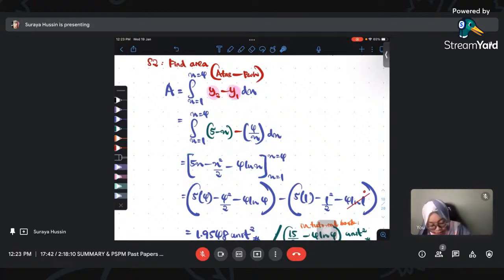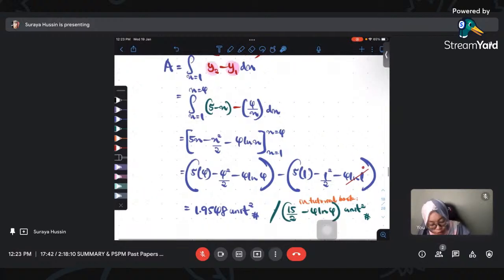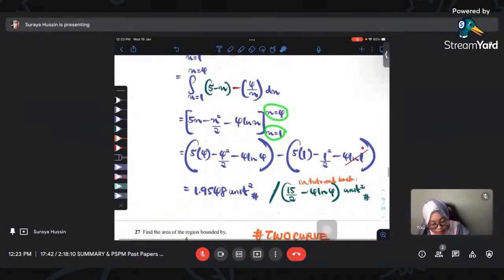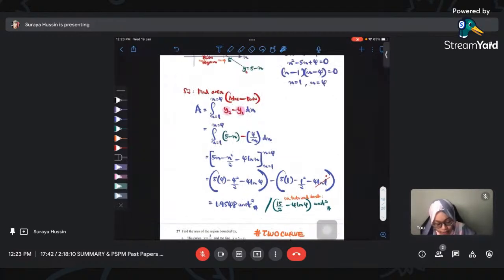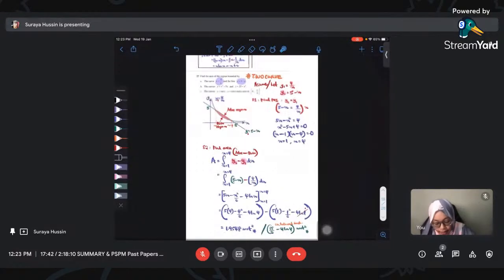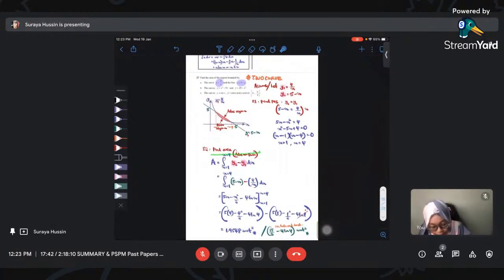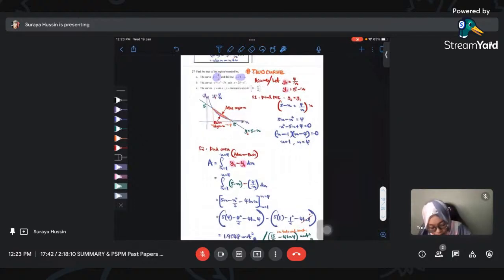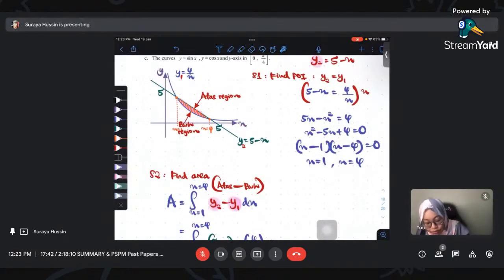After you have integrate, baru then you can sub in the value. After you sub in the value, you will get this value. Dalam tutorial book, dia bagi jawapan panjang macam ni pun boleh, tak ada masalah. Dua-dua jawapan diterima because sama sahaja. So I really hope you understand what I meant by atas tolak bawah tu. Atas tolak bawah ni maksudnya only at the region.